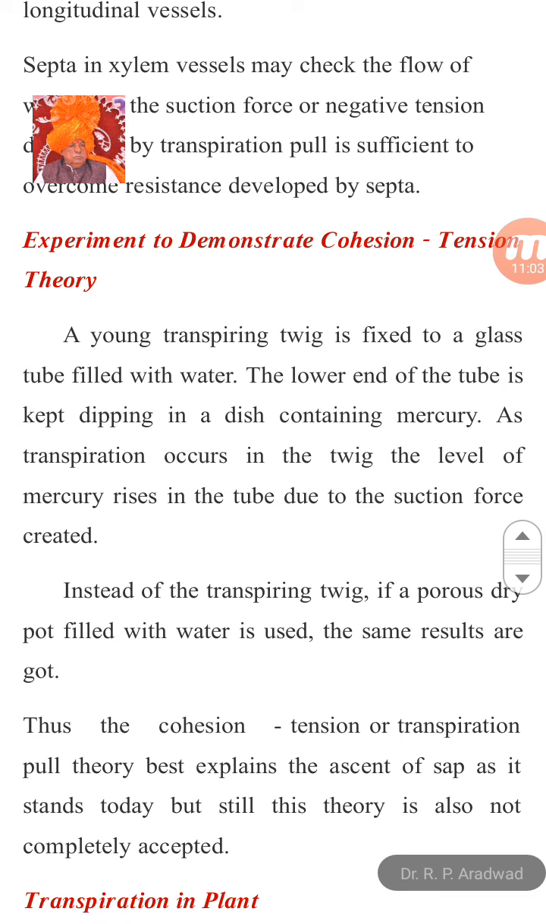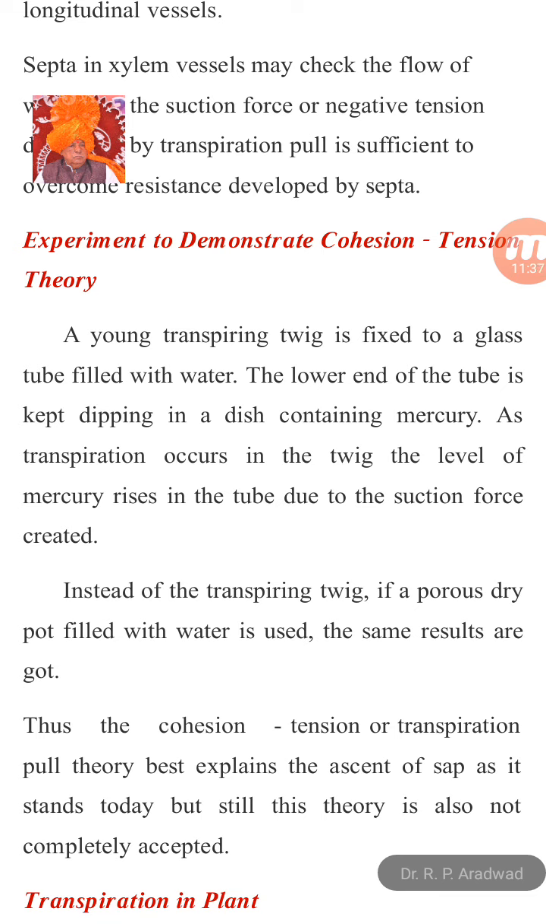Experiment to demonstrate the cohesion tension theory. A young transpiring twig is fixed to a glass tube filled with water. The lower end of the tube is kept dipping in a dish containing mercury.